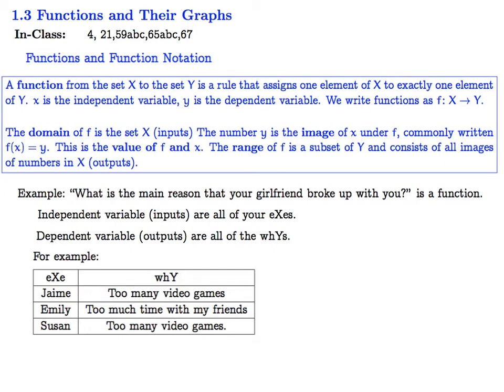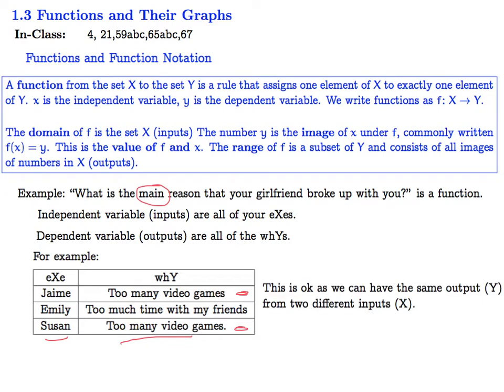Now, the big thing with functions is this is okay. These repeat answers, these repeat y's, are just fine. What we want to make sure is that each input, though, only has one output. A girlfriend can't give two reasons over here for breaking up with me, because the question was, what is the main reason? If I wouldn't have said main reason, then it wouldn't have been a function. So just to reiterate, we can have the same output from two different inputs.